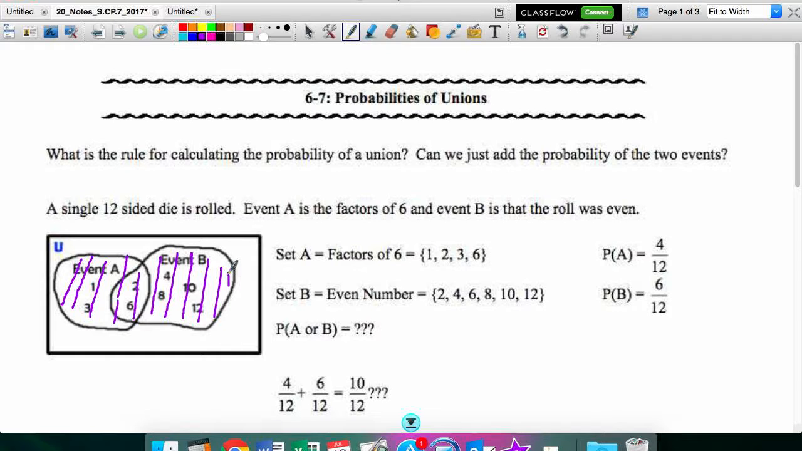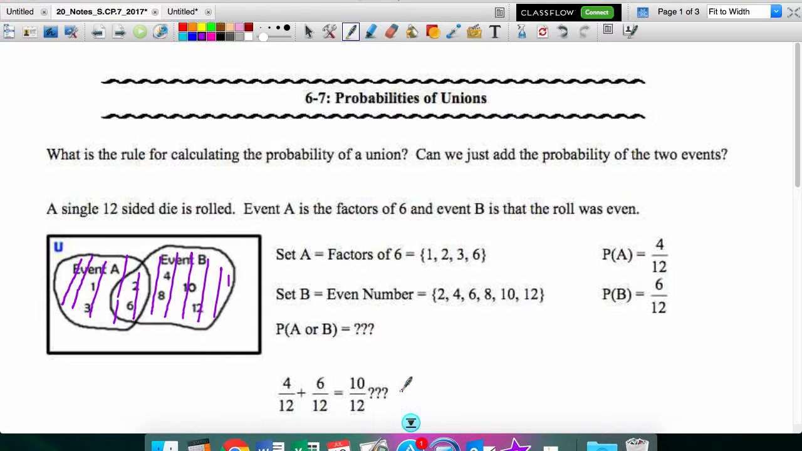Well, let's calculate the probabilities of each event. Event A has 4 outcomes, so therefore the probability would be 4 out of 12, unreduced. Event B has 6 outcomes, so its probability would be 6 out of 12, unreduced. So the question is, can we just add those up to calculate the union probability? Is the union probability 10 out of 12?